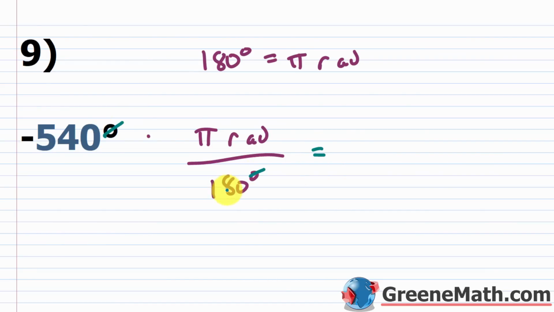So we know this is going to end up being negative, so let me just write that there. 540 divided by 180 is going to give you 3. So this would be negative 3, and then you have pi here. And again, this negative 3 pi, this is in terms of radians. So negative 540 degrees is going to be equal to negative 3 pi radians.